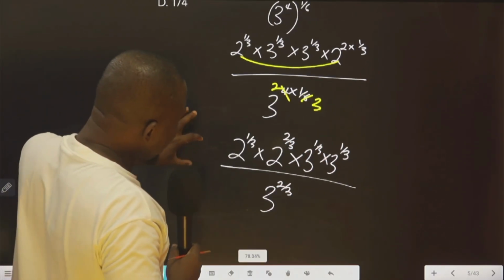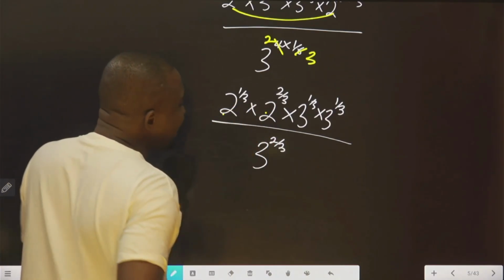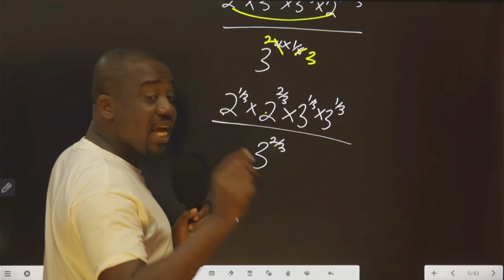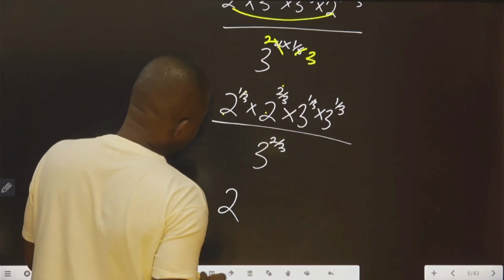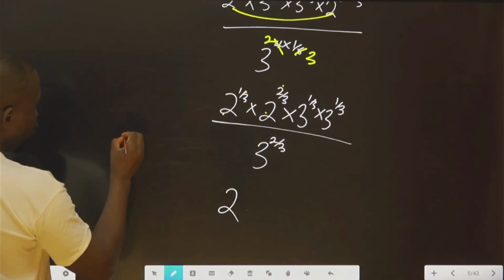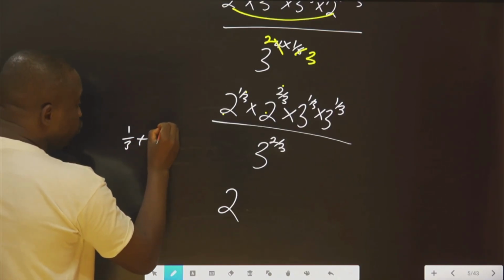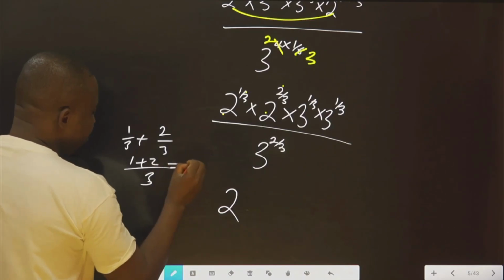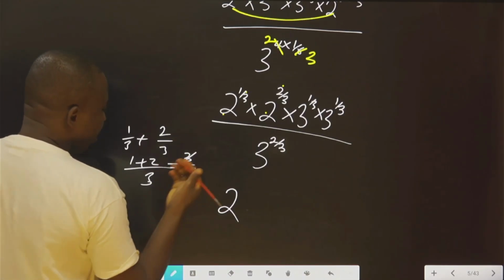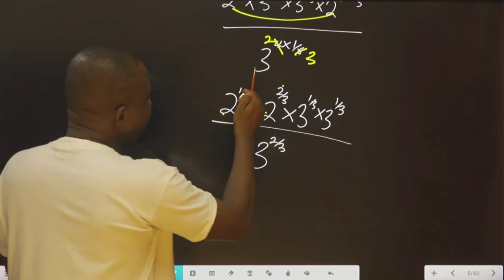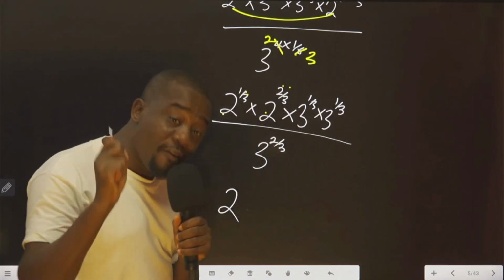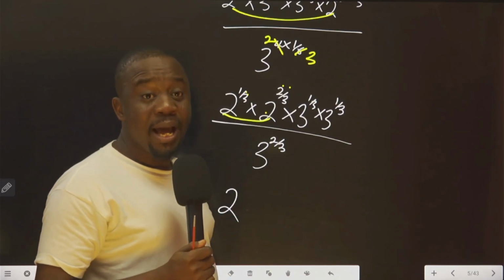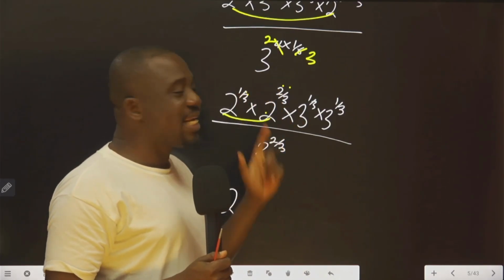Okay? Now, if we continue, this one, they have the same base. The law of indices says if they have the same base, take one of them, then you add the powers together. If we add this, that is 1 over 3 plus 2 over 3, this is 1 plus 2, which is 3 over 3. You agree with me? You are going to get 1. So according to the law of indices, take the base, take one of them, and add their power.